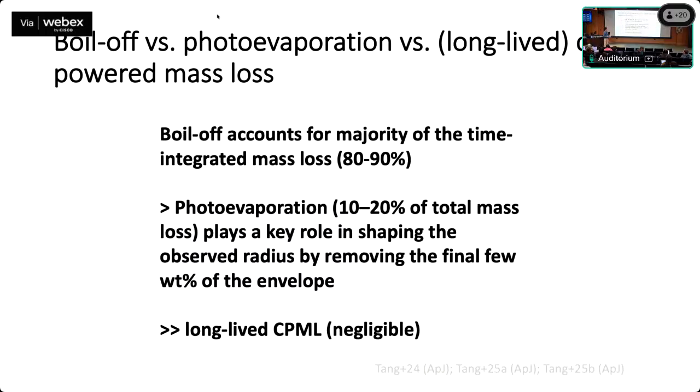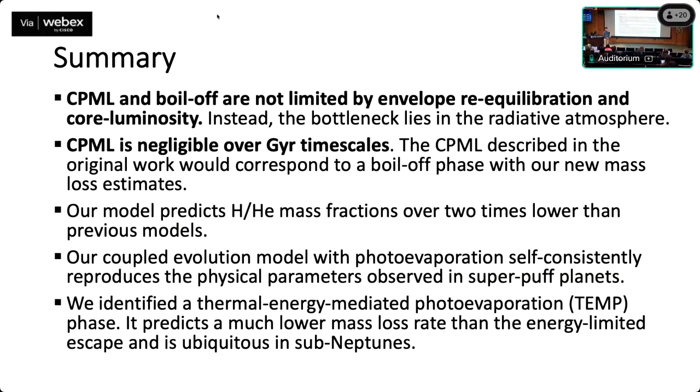We found that boil-off actually accounts for most of the total mass loss, whereas photoevaporation plays a minor role in shaping the total envelope mass. But it's still important because the last few weight percent sensitively determines your radius. So we argue that photoevaporation still shapes the final population a lot. We found long-lived core mass loss negligible. So I'm going to leave my summary here and answer your questions.